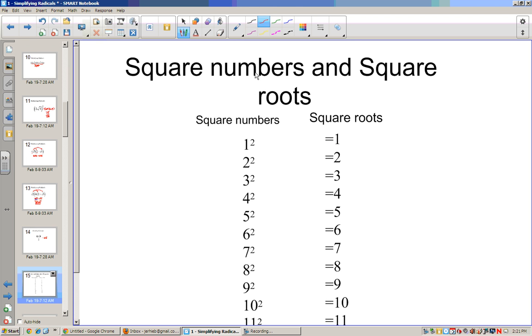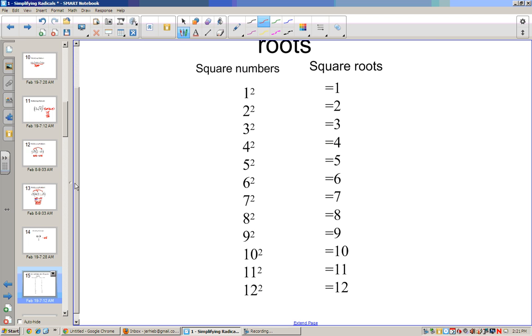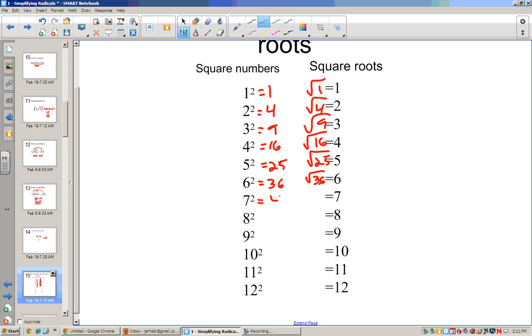Now, you should know all of your perfect square numbers. 1 squared is 1, so the square root of 1 is 1. 2 squared is 4, so the square root of 4 is 2. And so on all the way down. Now what this shows us is that squaring and square root are inverse operations. What that means is these operations undo each other. So squaring and square roots do the opposite things.